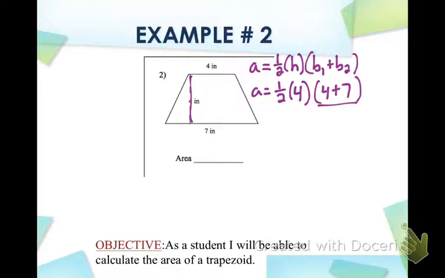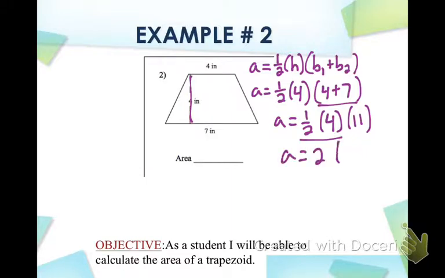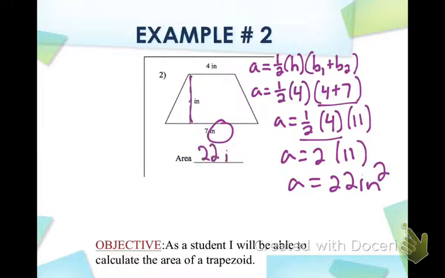Well, it's just like order of operations. We add 4 plus 7 first. So we get area equals 1/2 times 4 times 11. And we go ahead and do 1/2 times 4. 1/2 times 4 equals 2 times 11. And 2 times 11 equals 22. We need our label. Look, we have inches. So it's inches squared. Area equals 22 inches squared. That is example number 2.